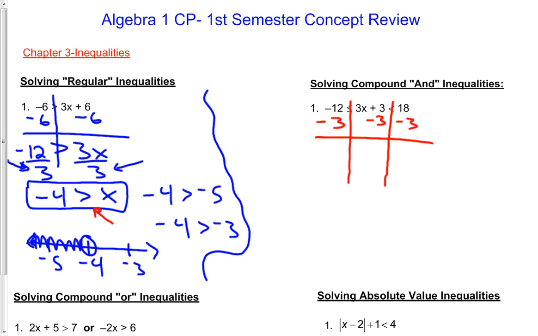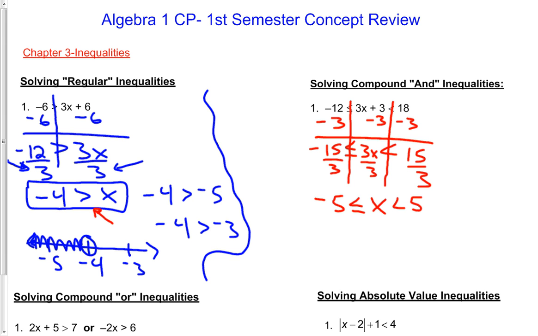Same rules apply. Negative 12 minus 3 is negative 15. Keep your arrow pointing the same direction. All right, now this one has an equal to bar underneath it. This one doesn't, so please be careful of that. You have 3x in the middle. 18 minus 3 is 15. Divide by 3, divide by 3, divide by 3. Do it everywhere. Negative 5, less than or equal to x, less than 5.